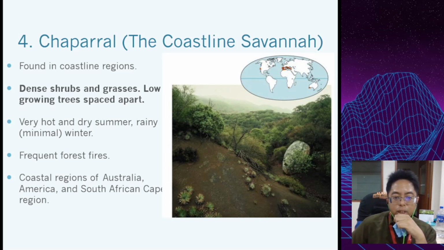Next should be the chaparral, the coastline savanna. They are found in coastline regions. You have dense shrubs and grasses, with low-growing trees spaced apart. Very hot and dry summers, rainy winters with minimal rain, and frequent forest fires. Locations include the coastal regions of Australia, America, and the South African Cape region.